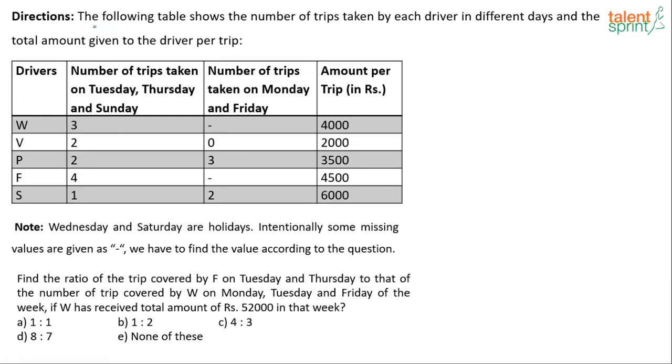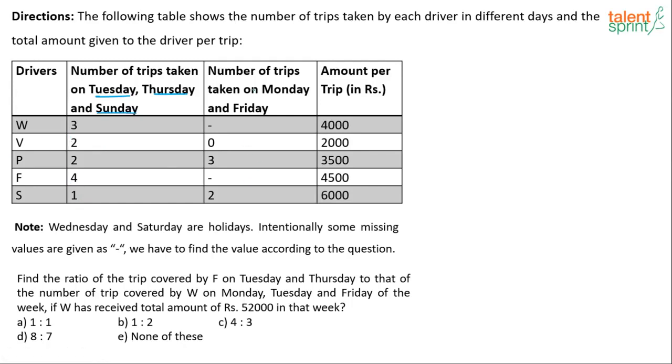Alright, so here are the directions. The following table shows the number of trips taken by each driver on different days and the total amount given to the driver per trip. So if you see, there are different drivers here, W, V, P, F, S. Number of trips taken on Tuesday, Thursday and Sunday. Right, so the driver W takes 3 trips on Tuesday, Thursday and Sunday. And likewise the other drivers, they take 2 trips, 4 trips or 1 trip, right?